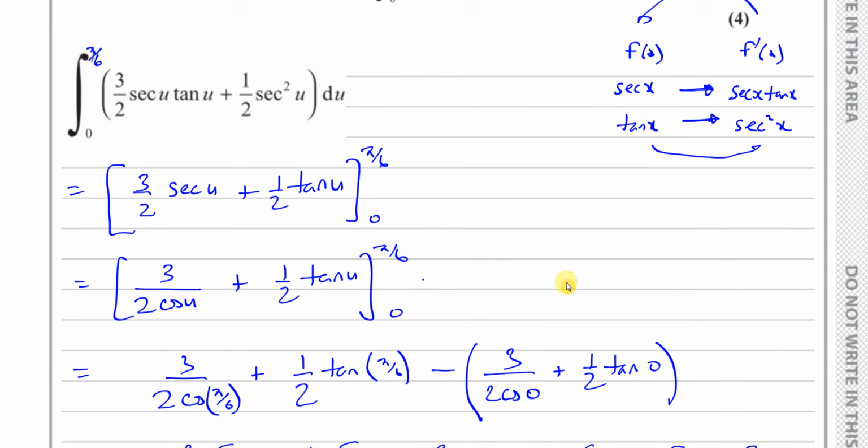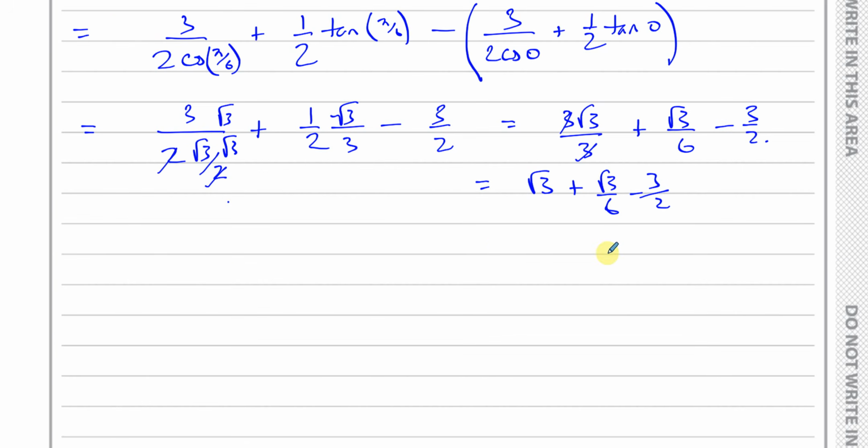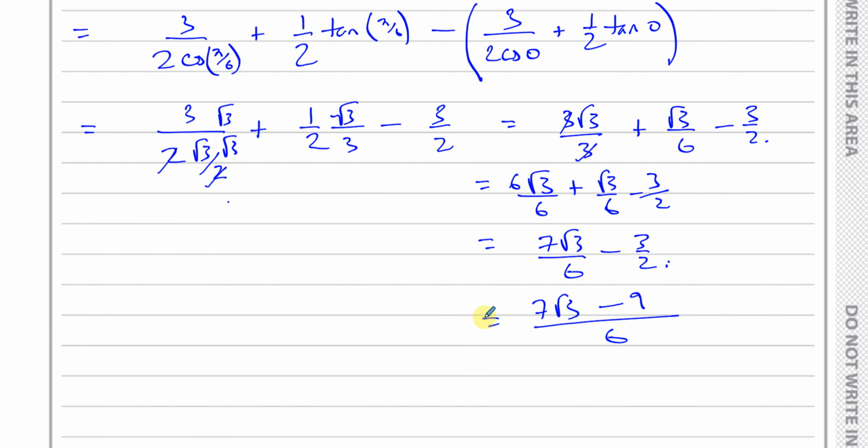How do they want us to give the answer? The exact value. So I want to give it in exact surd form. To simplify this, I'm going to call this 6 root 3 over 6. So I'll end up with 7 root 3 over 6 minus 3 over 2. And to make it even neater, I can make this into something over 6. So 7 root 3 minus 9, over 6. That's now in simplified surd form.